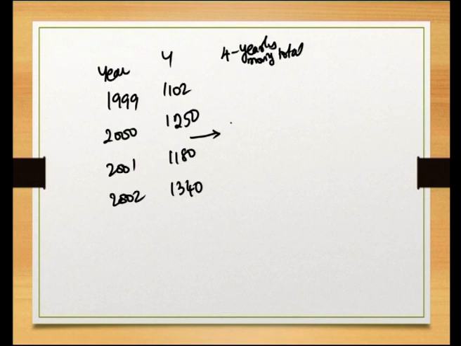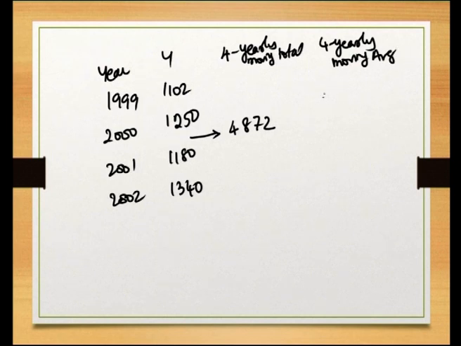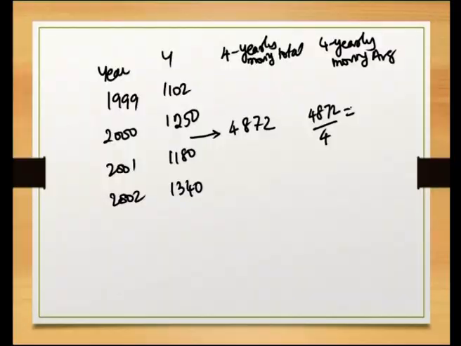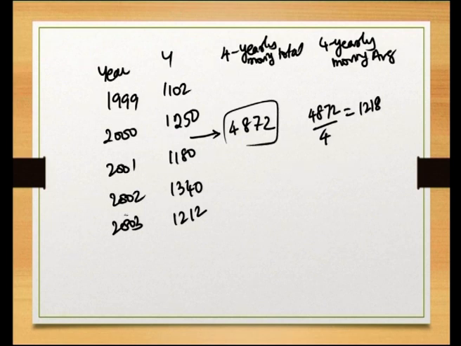So, the 4 yearly moving total is 4872, and then the 4 yearly moving average for that is 4872 divided by 4. Always, the average is the sum of the values divided by the number of the values, isn't it? So, that value is 1218. Likewise, it is calculated. Similarly, for the year 2003, the value is 1212.